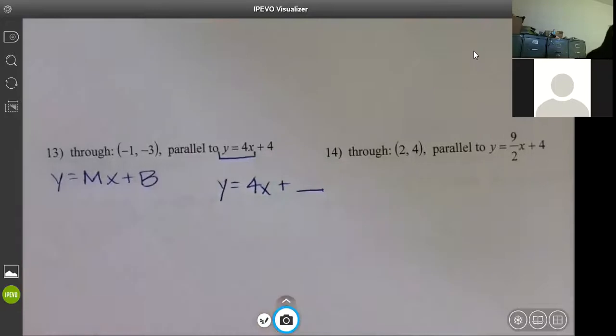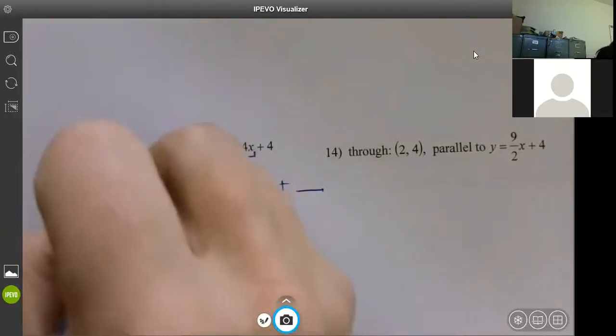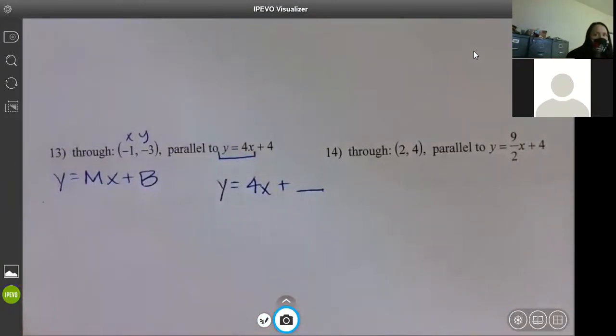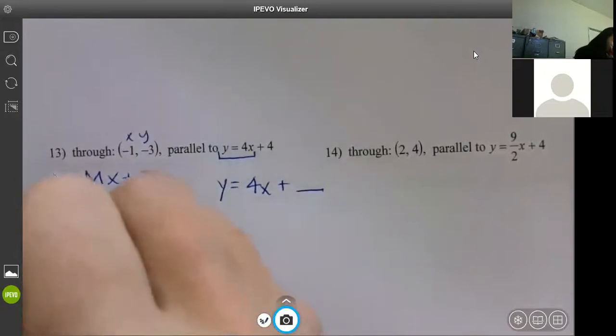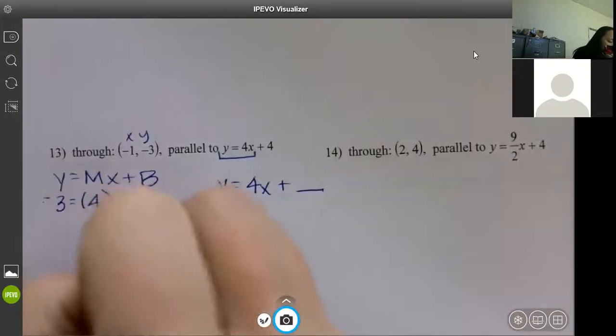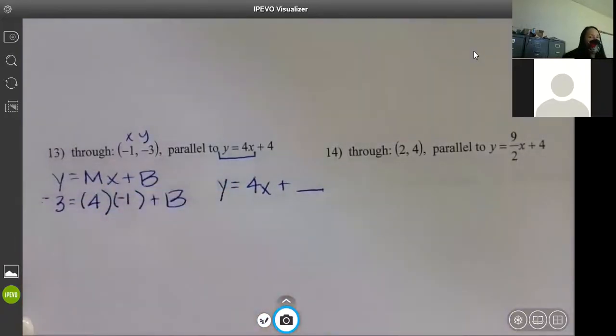So the way we fill it in is we write our equation. What is your y coordinate? Negative 3. Your m is the only number in the equation that I wrote in the beginning, so 4. Your x coordinate from up here is negative 1. And then you're going to solve for b.